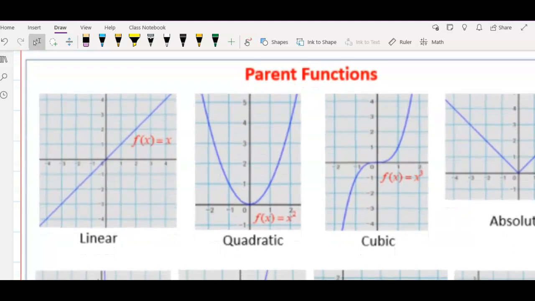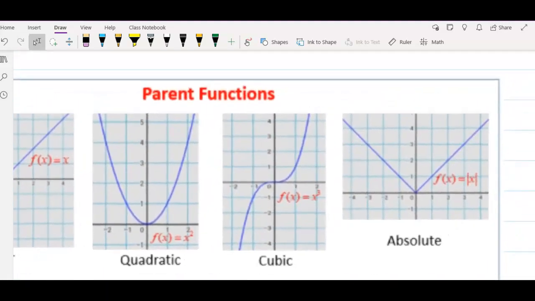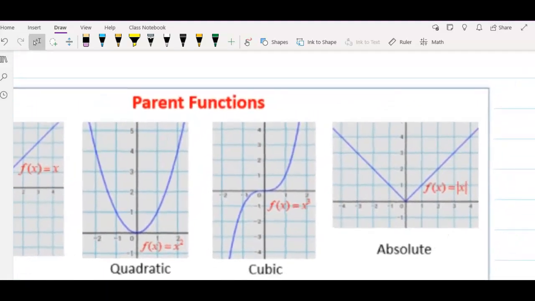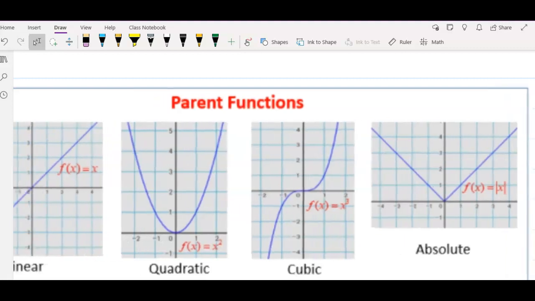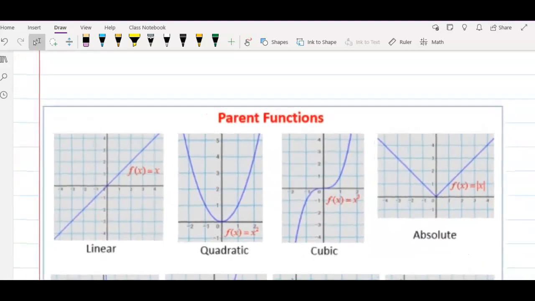In Unit 3, we talked about the quadratic function. We've touched on the cubic function in Unit 4. And back in Unit 2, we talked a little bit about the absolute value function. These are considered parent functions. As you can see, they're the most basic type of each type of function.